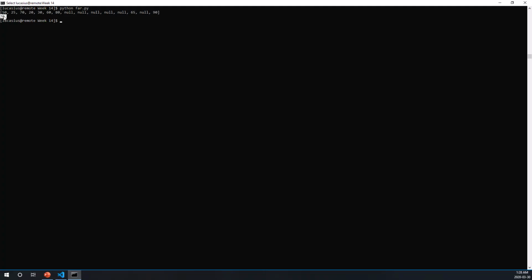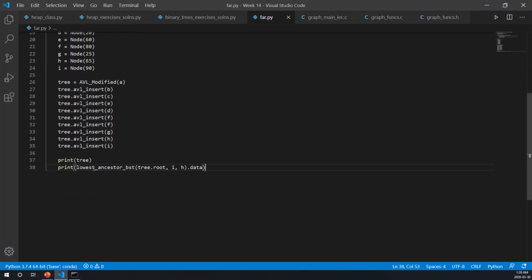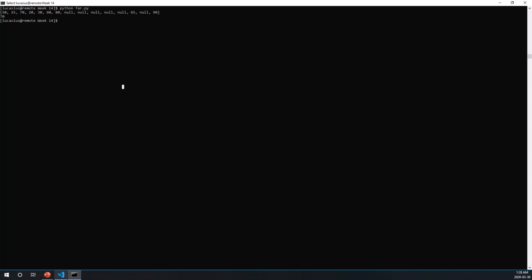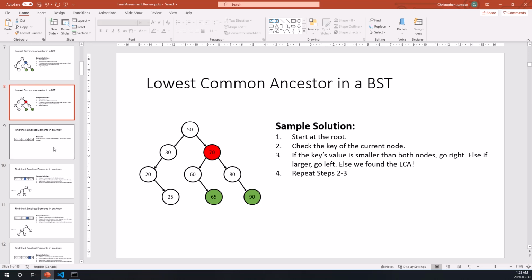And there you have it. So we got 70 as we expect. So we got the lowest common ancestor in the BST, and we just followed the exact steps that we said in the sample solution, and there you go.